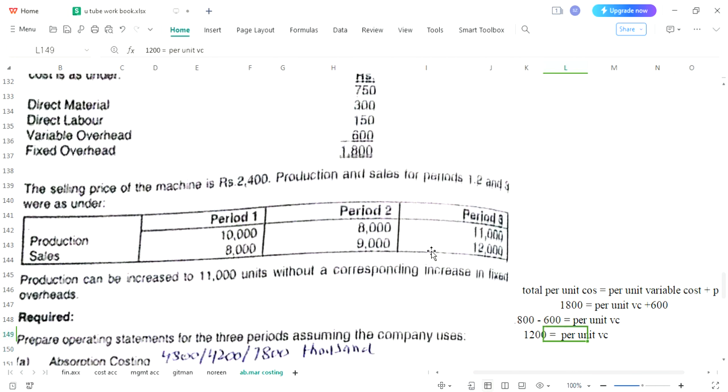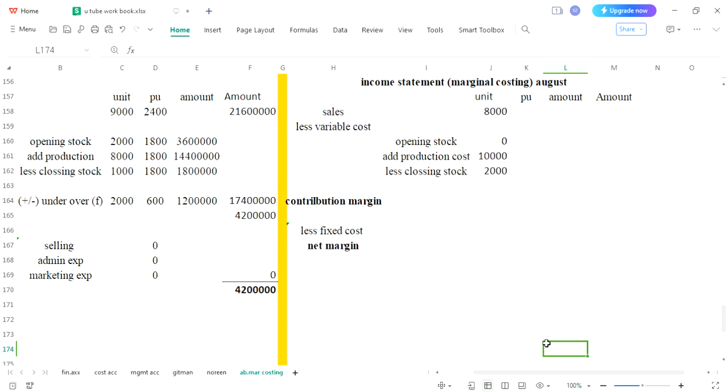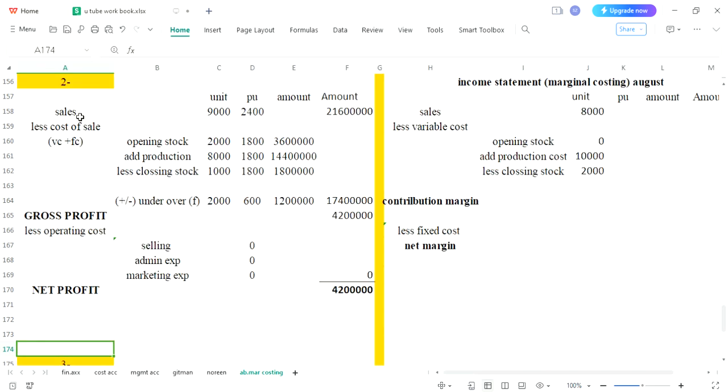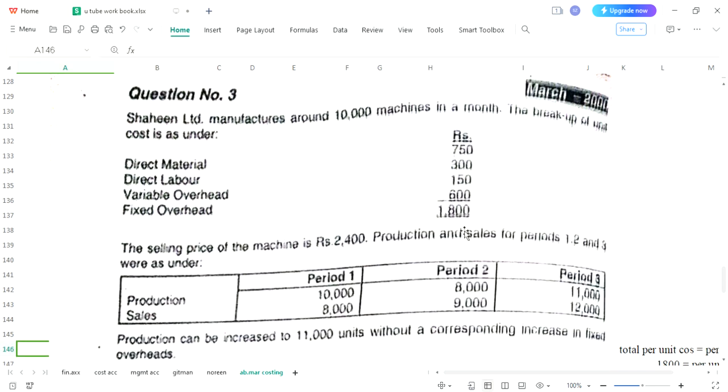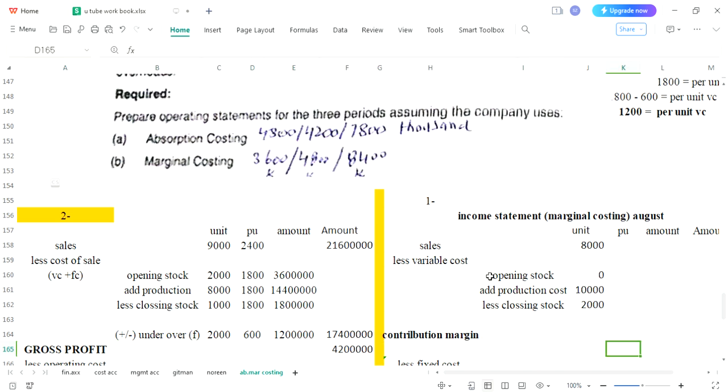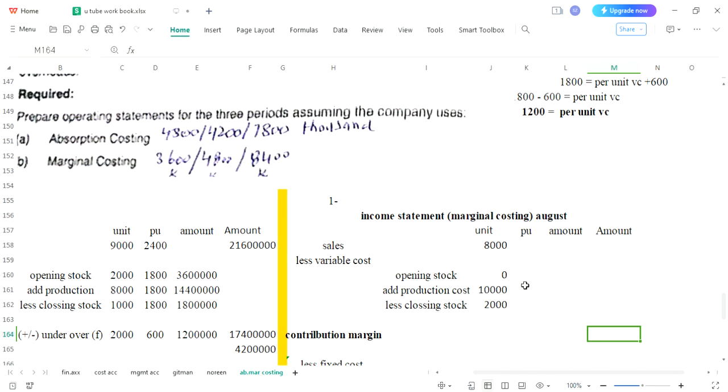Now I will tell you how directly it was very easy to calculate. This was your total cost 1800, and in this 600 was fixed. When you subtract, everything would be variable, and we have calculated over here. Now keep it in mind, variable cost is 1200 per unit. Why have we calculated it? Look here, in marginal costing we need to put only variable cost, while in absorption costing we had both variable and fixed cost. That is why you have written 1800. 1800 was the cost where both fixed and variable were added, but in marginal costing we need to put variable cost only, and that we have calculated is 1200.